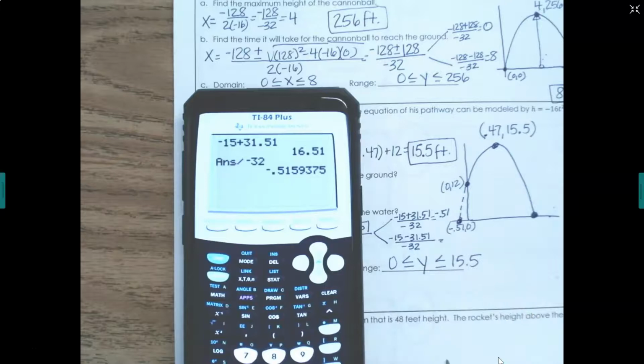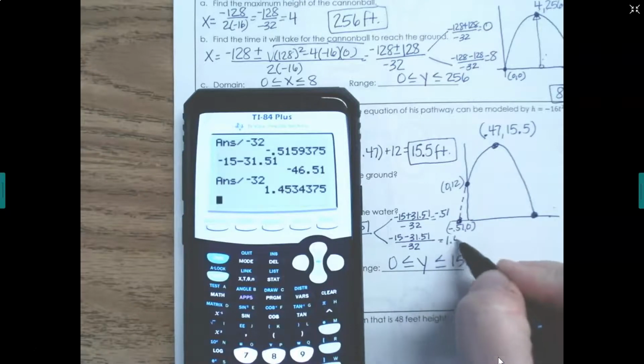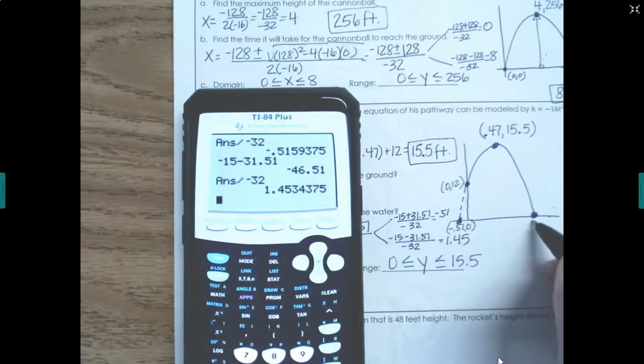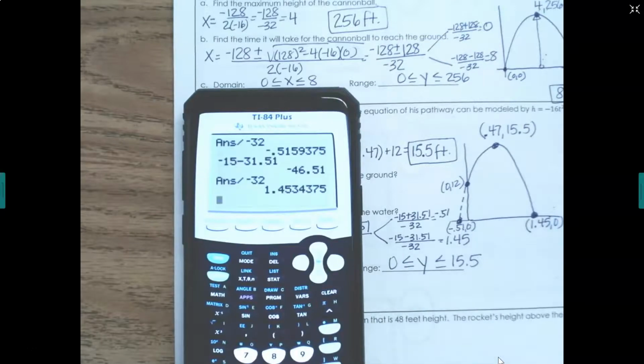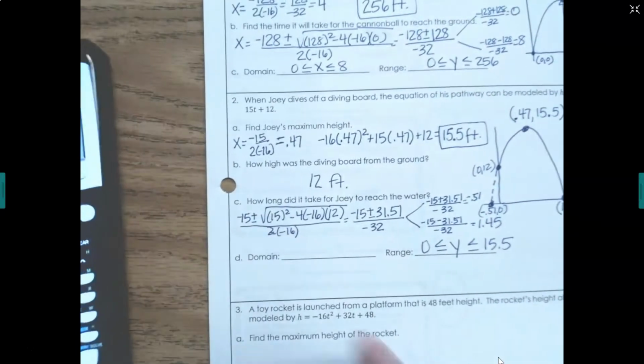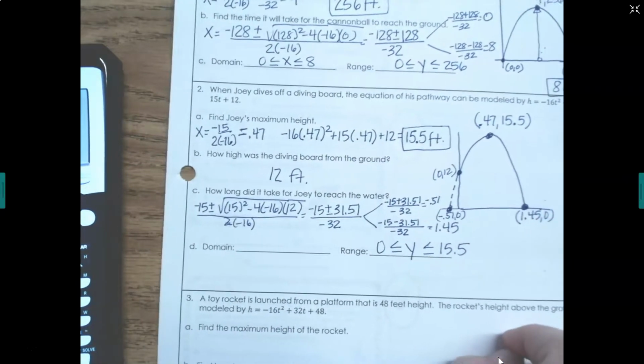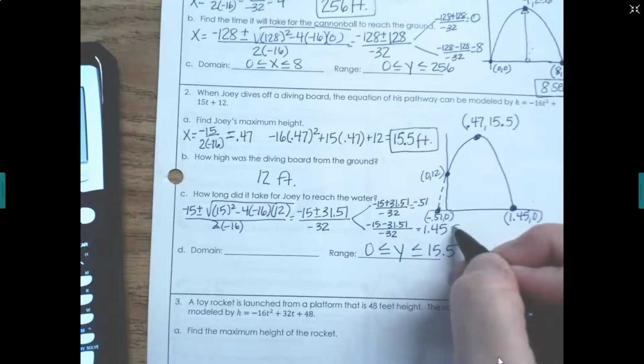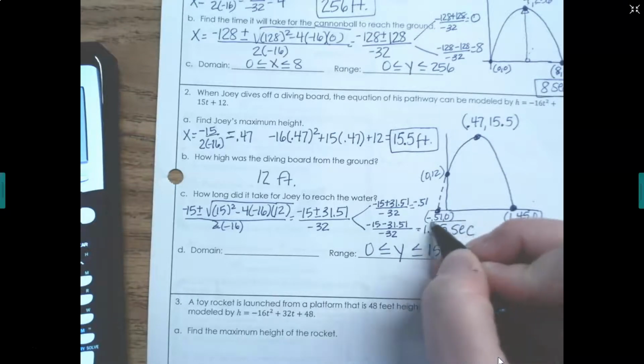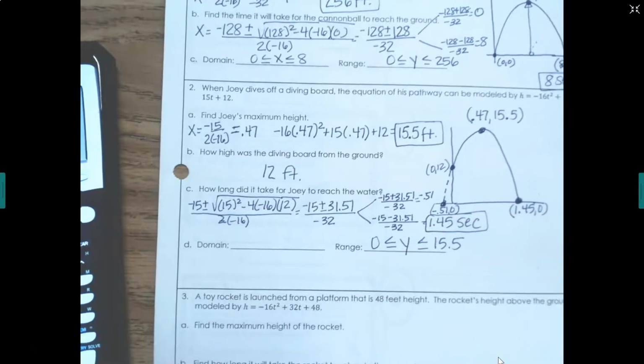So our answer is going to come from the second one, negative 15 minus 31.51, and divide that total by negative 32. And I get, we can use 1.45. So the name of this point is 1.45, 0. Okay. So how long did it take for him to reach the water? 1.45, whatever unit, let's say it's seconds. Usually you'll have a unit to work with.